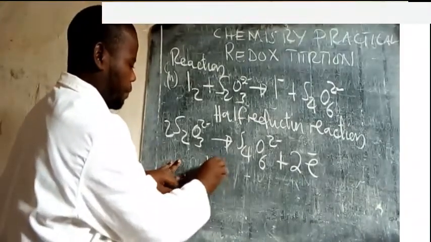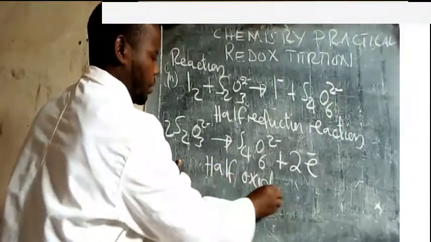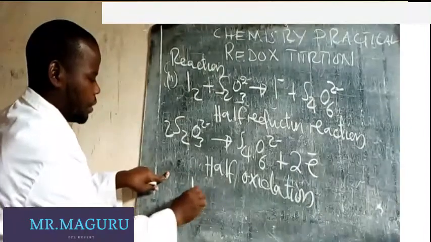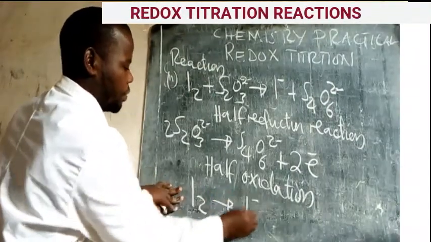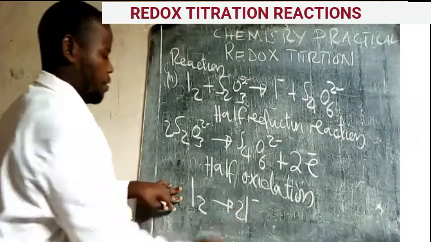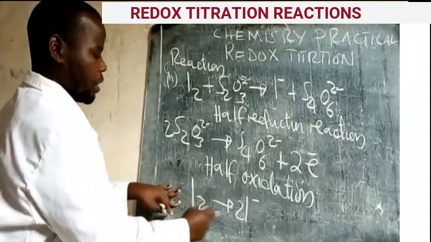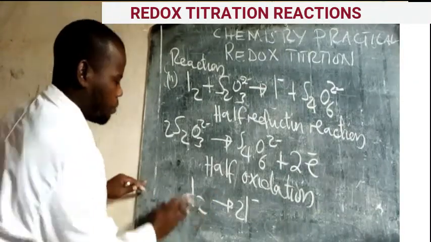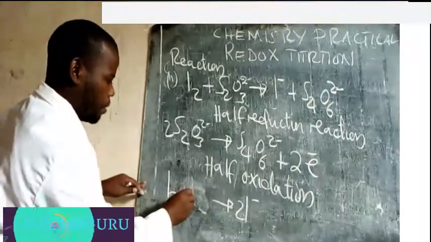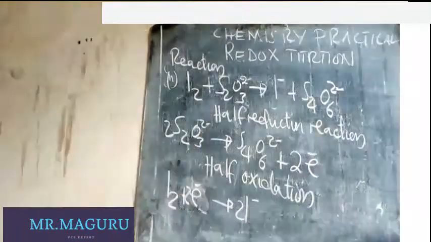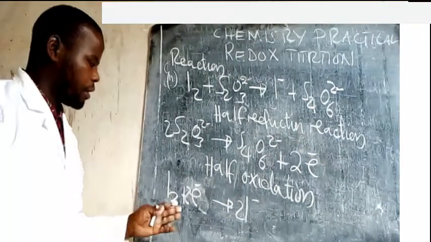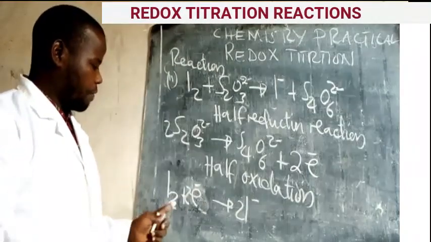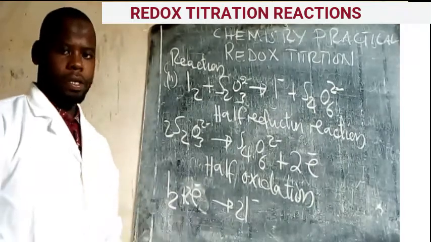Oxidation, half oxidation. There is this one about to produce iodine. Here the balance is 2, but these electrons are not yet balanced, so we have to add on this side. So we have to add this one plus this one. That is the half oxidation reaction for liberated iodide to this.